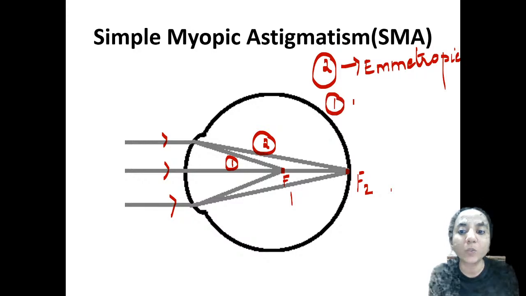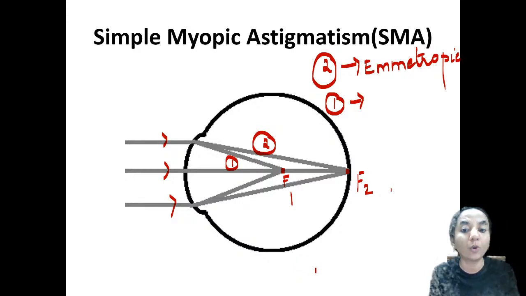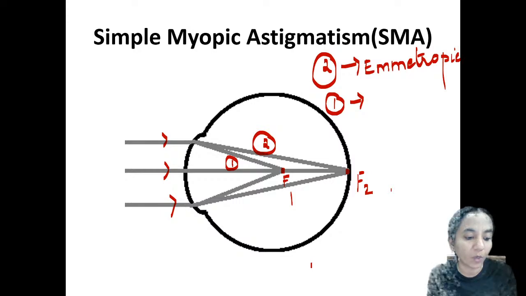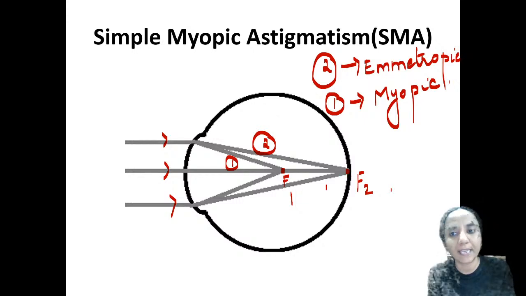But if you look at axis 1, look at this point F1 and tell me, what will you call axis 1? Will you call axis 1 emmetropic, myopic or hypermetropic? Correct. I will call axis 1 myopic. So basically, F1 is myopic, F2 is emmetropic.